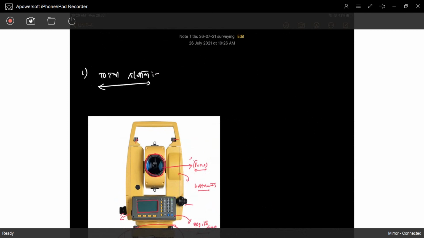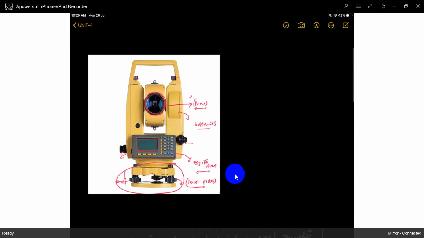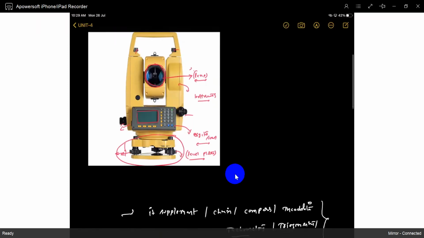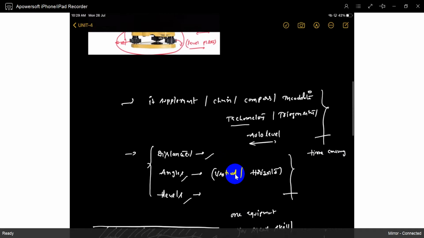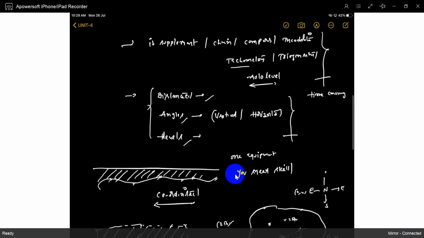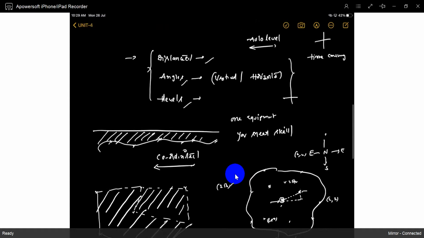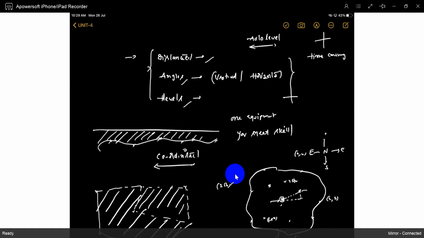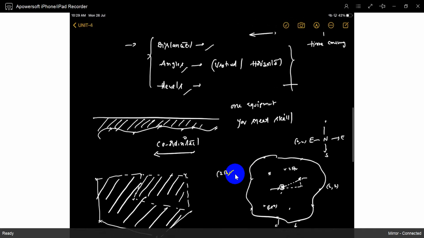Okay, it's the total station. These are the parts. It supplements the chain, compass, auto level, tachometry, trigonometry, everything. Using this, you can calculate the distances, angles, levels, everything. It also gives the coordinates of every point with reference to the starting point or your chosen point.